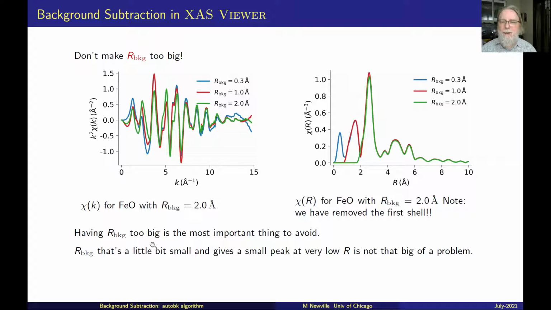So again, having RBKG too big is the most important thing to avoid. You want it to be 1 angstrom or less, and it's better to be on the small side than on the high side for RBKG.